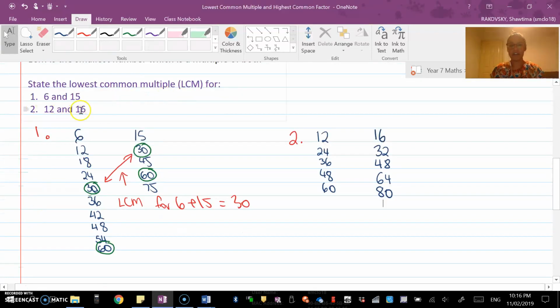Okay, I've already written out the first 5 multiples for 12 and 16, because I had to double check these 16s. What we're looking for is the lowest common multiple, so when we see the same number appearing in both columns. I'm going to look through here, and I can see 48 here and 48 here. So that is our lowest common multiple. The LCM for 12 and 16 is 48.